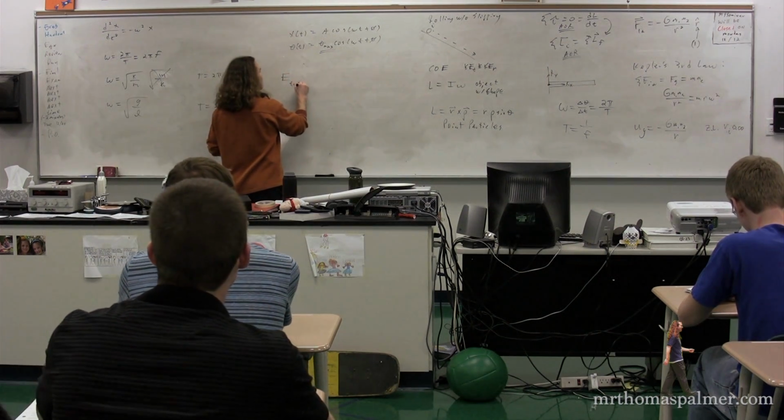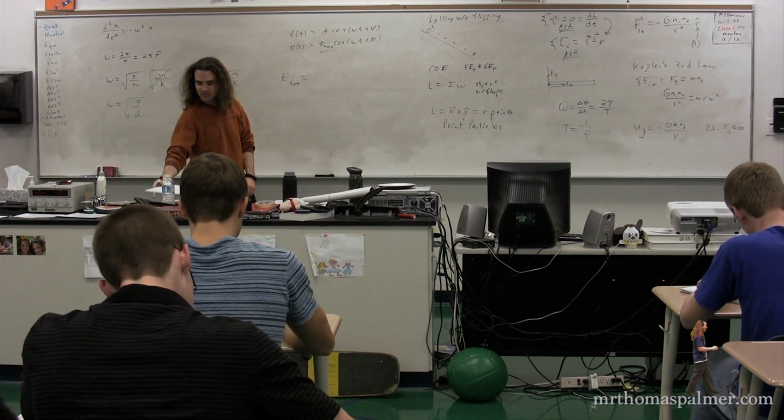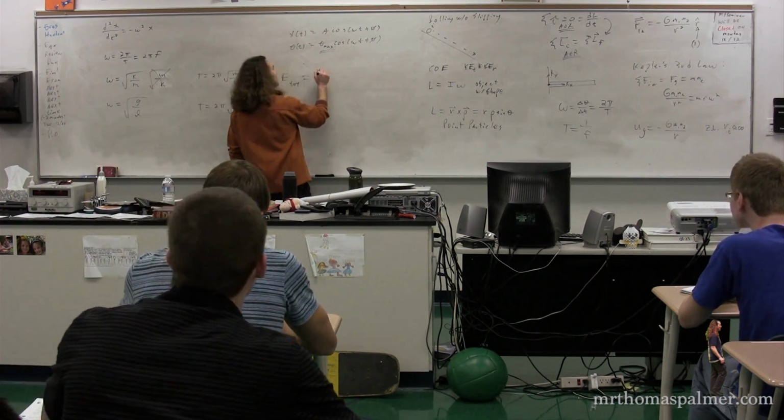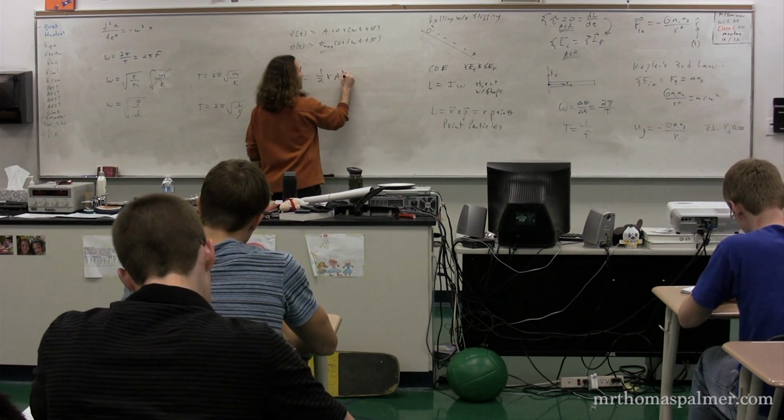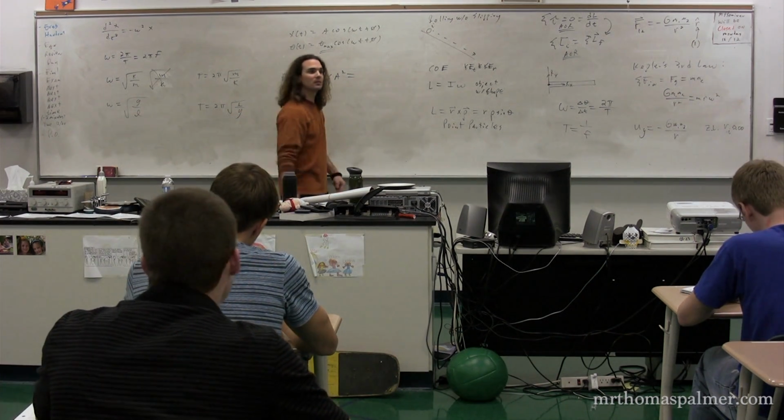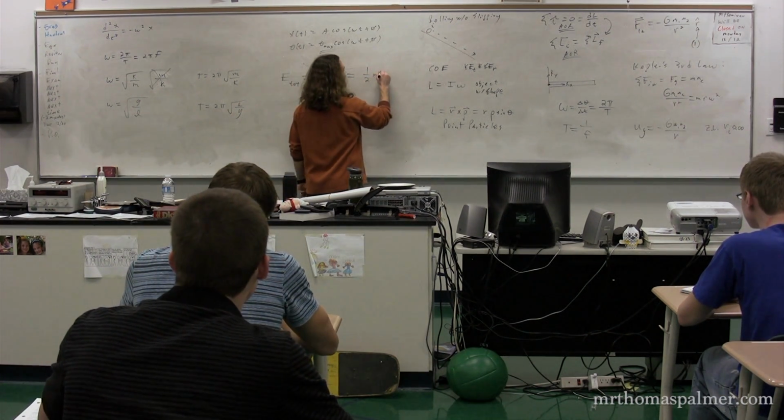We need this equation. The total energy of a mass spring system is what? 1/2 k A squared. It is also equal to 1/2 mass times velocity maximum squared.